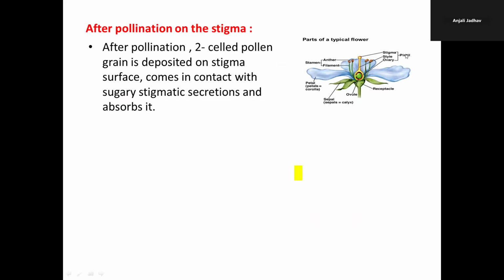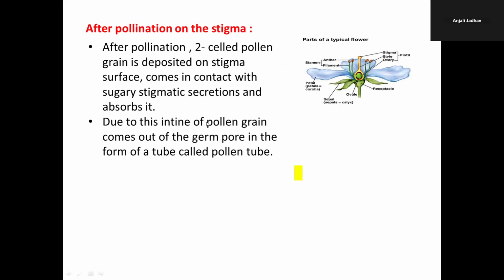See, this is a pistil of a flower which is divided into three parts: stigma, style, and ovary. Pollen grain is deposited on this stigma after pollination in two-celled stage, that is generative and tube cell. And when the stigma secretes the sugary solution, what will happen?